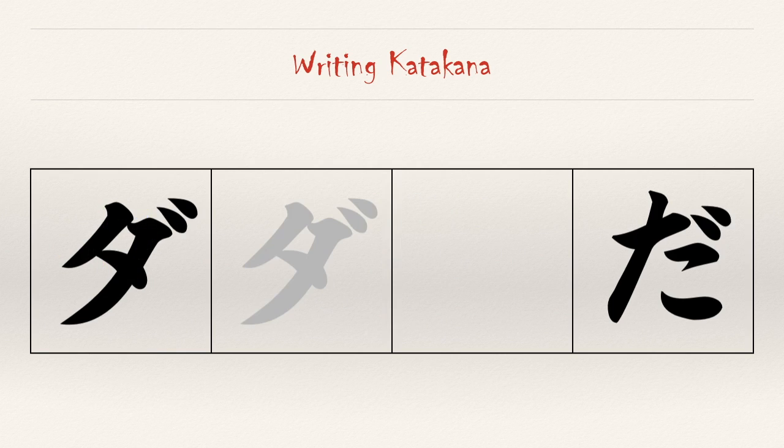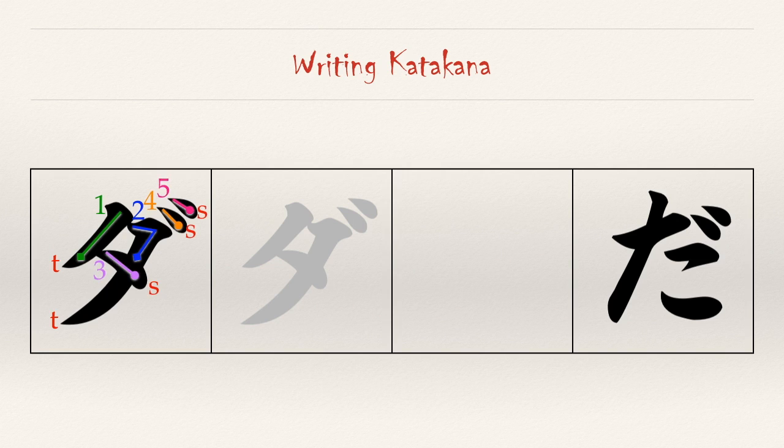Now that we've learned ta, we might as well add the dakuten and get da. So our first stroke, of course, goes down to the left in a tail. Second stroke goes to the right, sharp turn down to the left and a tail. Third stroke stops down to the right. And then we just add our two dakuten.